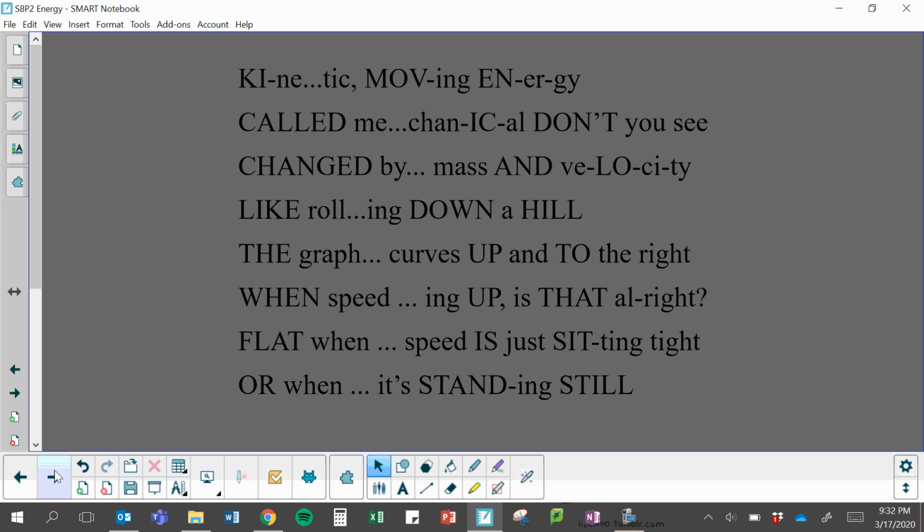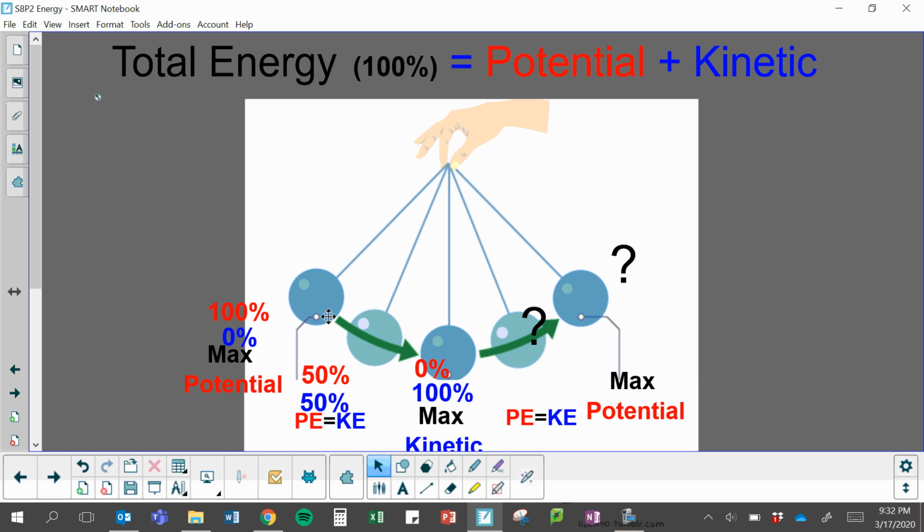Okay, then we also have kinetic energy, which is in our second verse of that song. So kinetic, moving energy, and it's also sometimes called mechanical, don't you see? So this is when we're dealing with moving energy. So in our pendulum, or we could think about this on our roller coaster too, but for the pendulum, our total energy is going to equal all of the potential energy and all the kinetic energy put together.